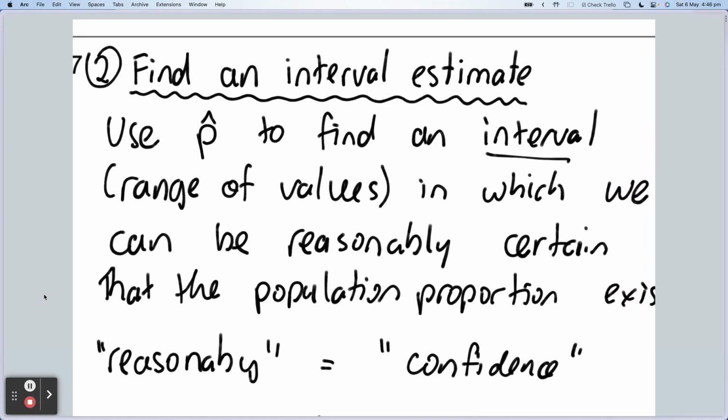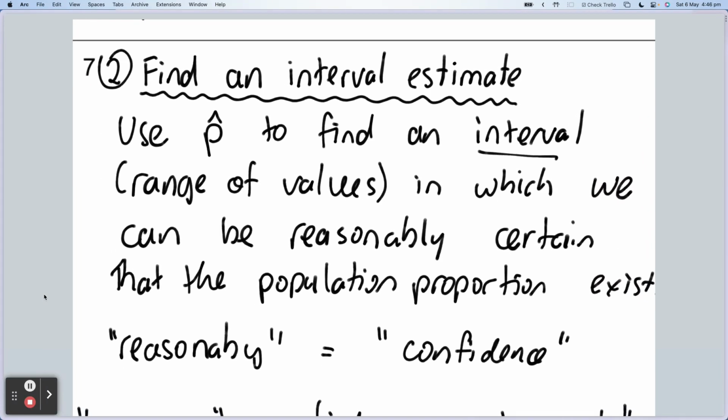Now, as I said in the previous slide, we are using the phrase interval as in a range of numbers from a lowest to a highest. It's a set of numbers from a particular value to another value. So we're going to use this p hat that we worked out to find an interval, a range of values, in which we can be reasonably certain that the population proportion exists. We would be hoping that the population proportion will be somewhere in that interval.